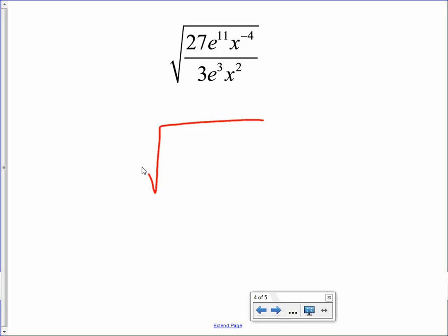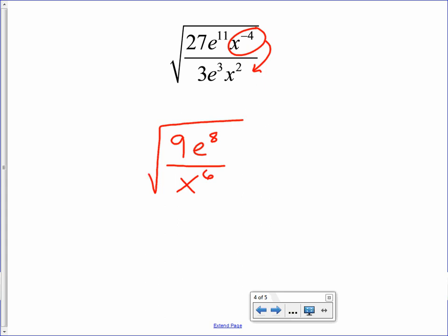So just inside, we have a 27 divided by a 3, which is going to be a 9. We have an e to the 11th on top and an e to the 3rd on bottom. And when we subtract that 11 minus 3, it's going to be positive 8. So the e to the 8th is going to come up on top and join up the 9. And then the x's, we want to take that x to the negative 4 and move it to the bottom where it's going to become positive. You'll notice that since we already have x squared on the bottom and it is staying on the bottom, all together we actually have x to the 6th on the bottom of our fraction.